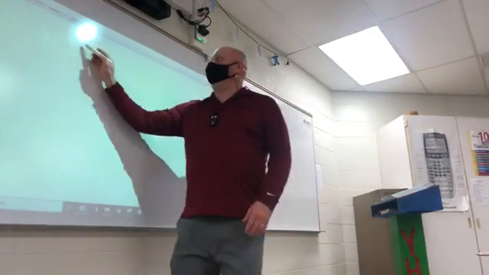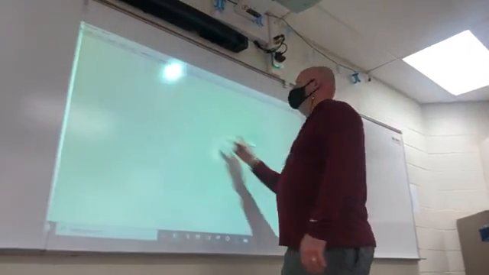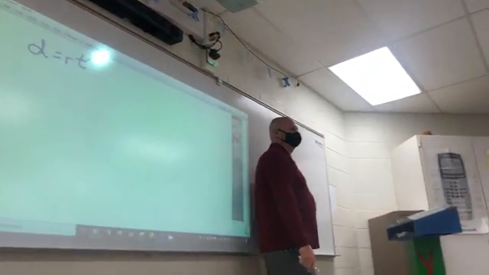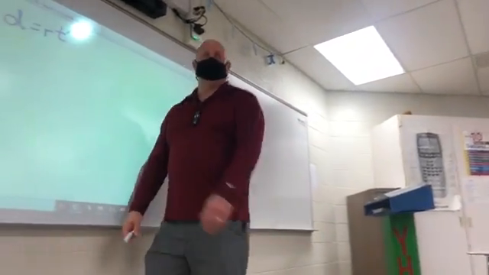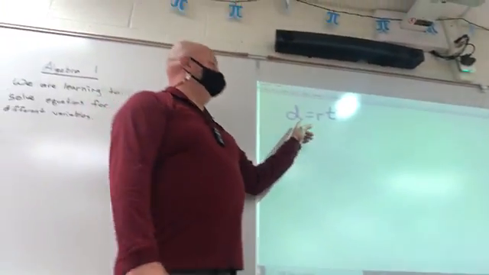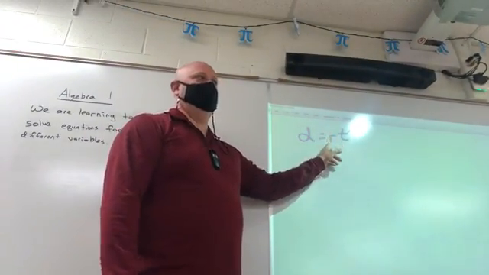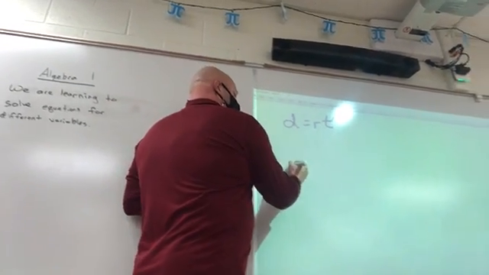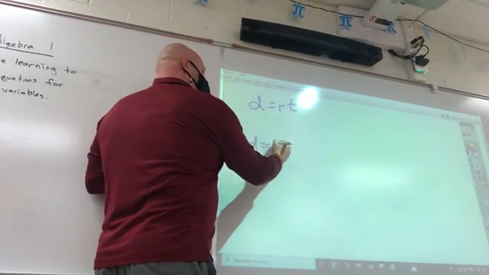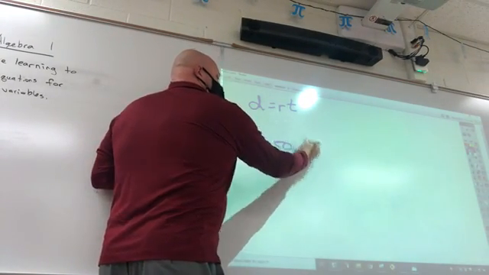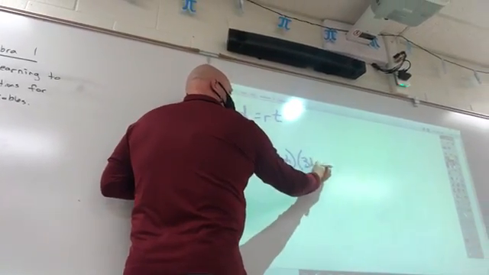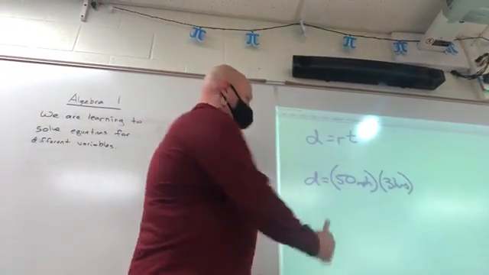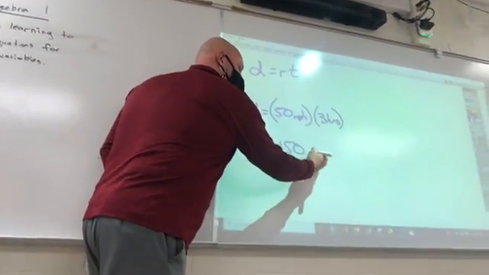Another example. Do you guys know what this formula is for? D equals RT. Distance equals rate times time. I can use this formula to find the distance if I go 50 miles an hour for 3 hours. How far would I have driven? I would go 150 miles.